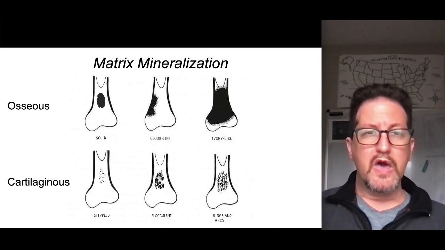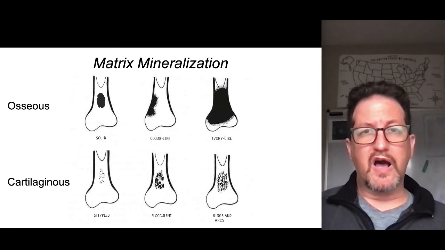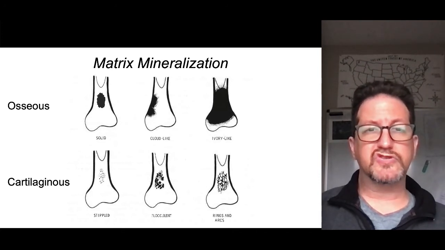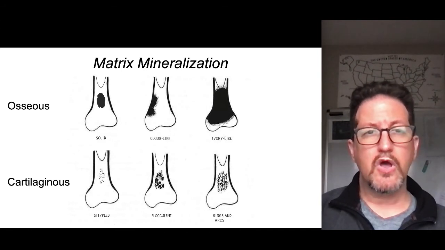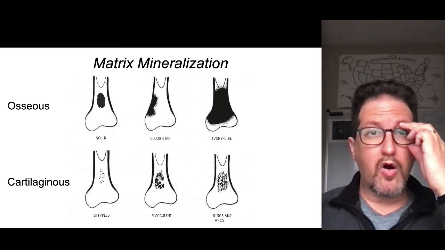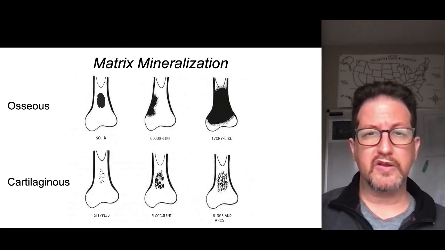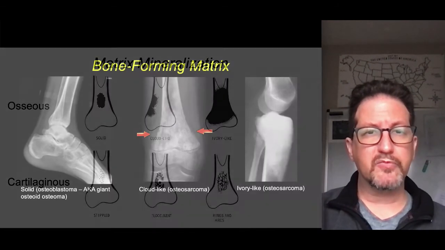Okay, so if the central material is made of an osseous material, then it could look either solid, cloud-like, or ivory-like, and we'll see a couple of examples of these. Or it could be made out of cartilage, so it could be this stippled or flocculent or rings and arcs appearance. So let's get to some examples here.